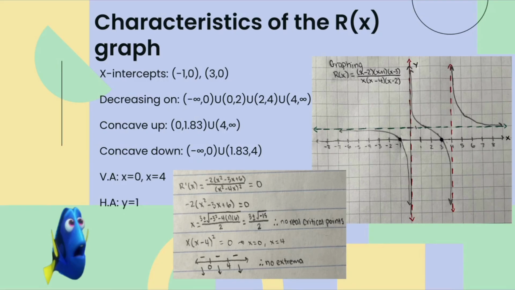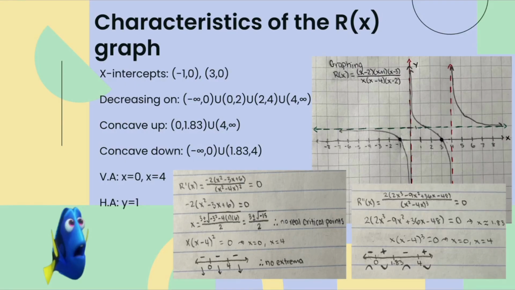However, keeping in mind the infinite discontinuities, the intervals on which it's decreasing are negative infinity to 0, 0 to 2, 2 to 4, and 4 to infinity. Then, to justify the concavity of this function, I used the second derivative test and set it equal to 0, and found that x equals 1.83, 0, and 4.